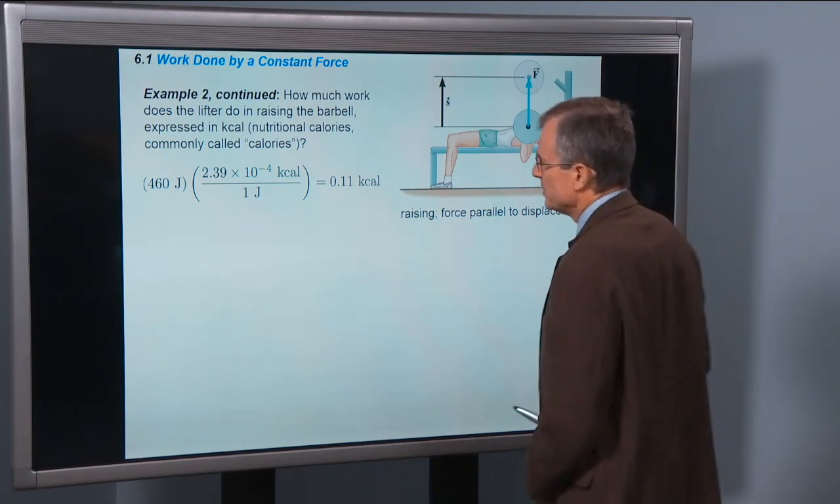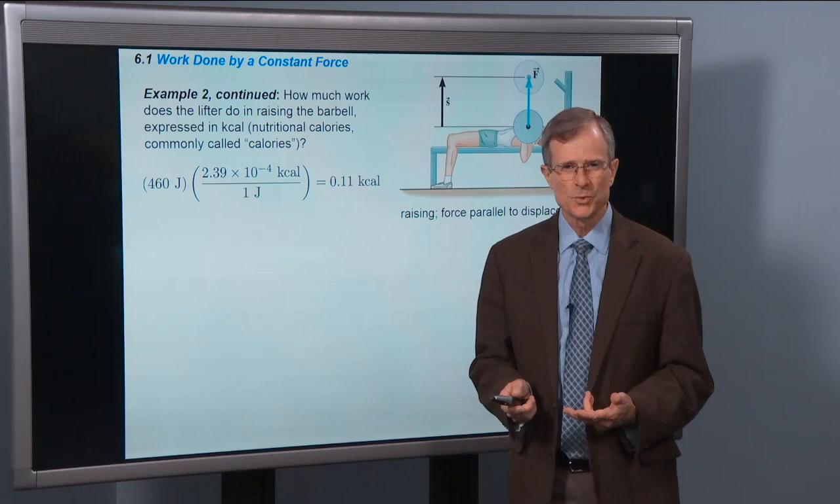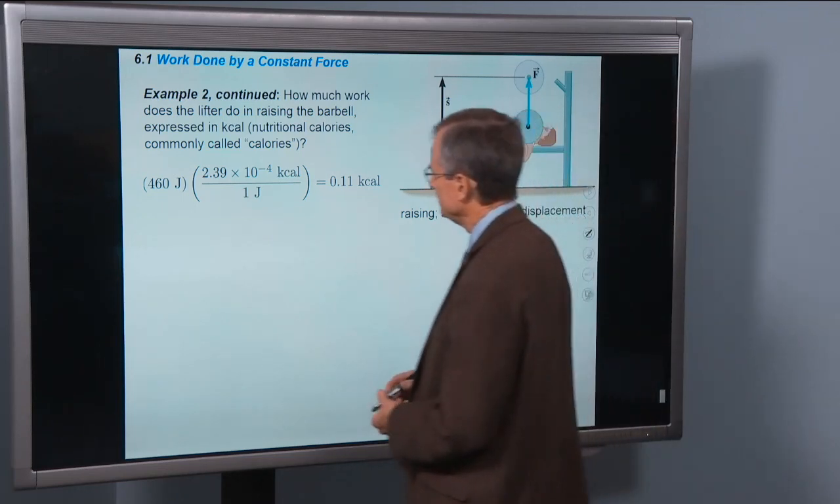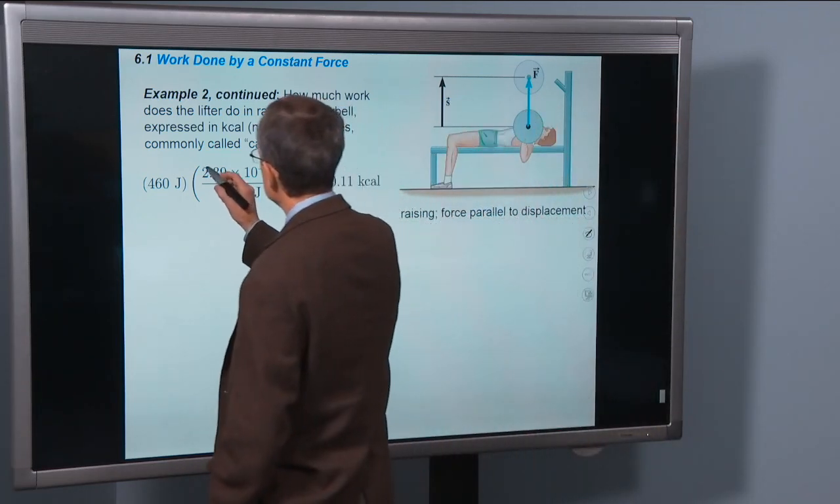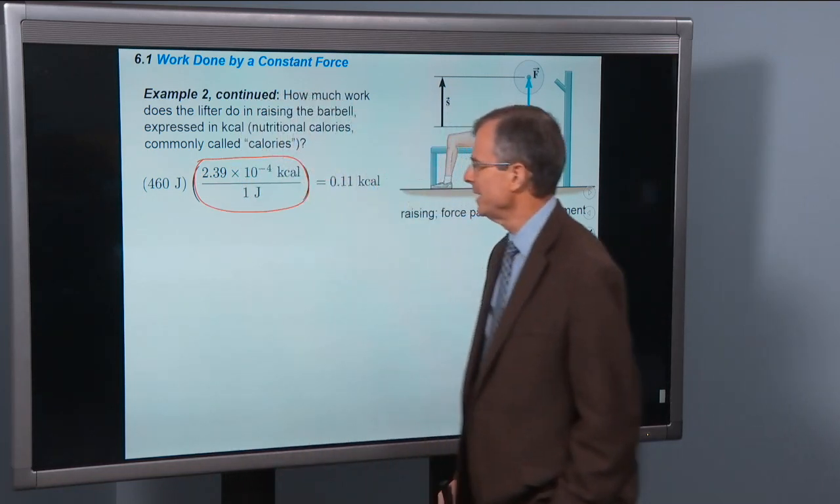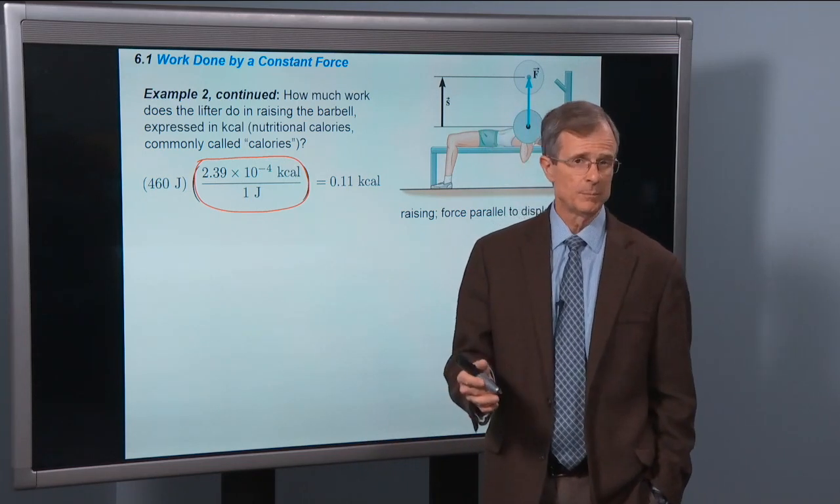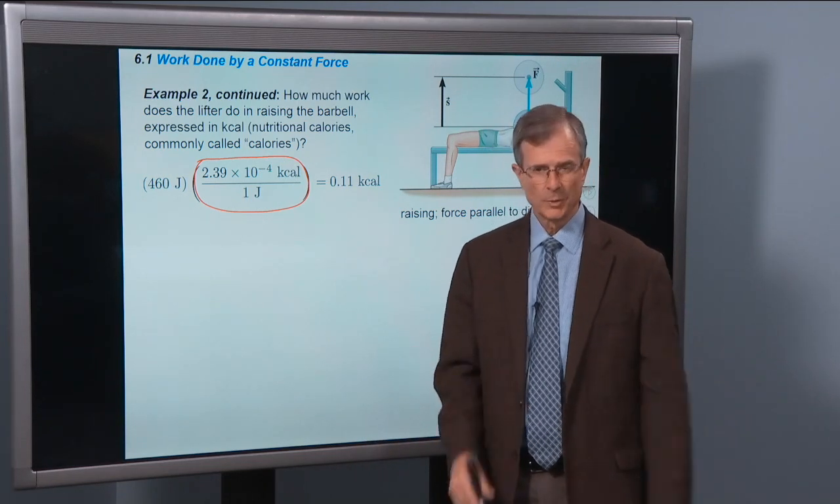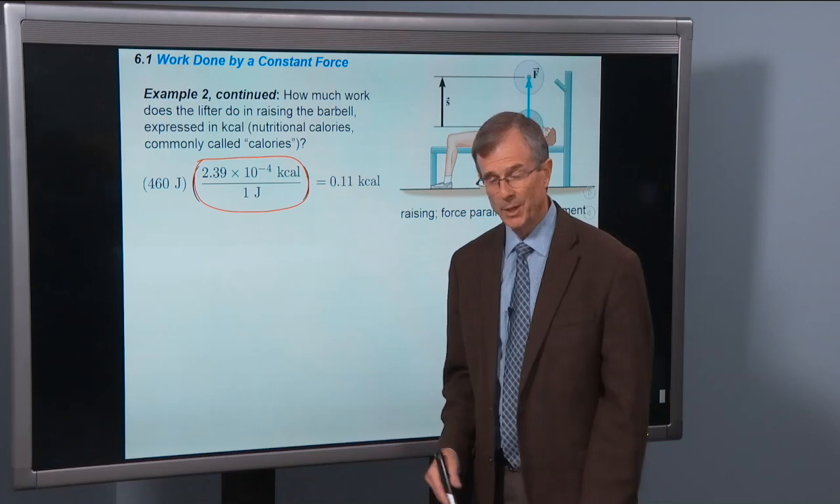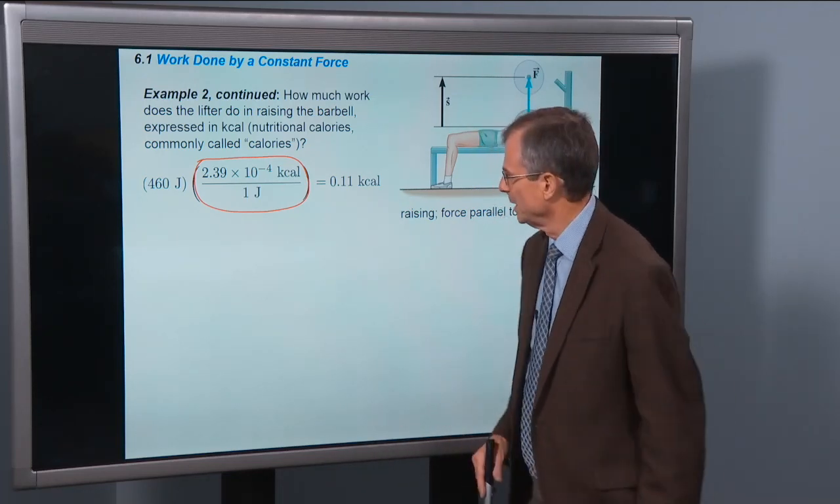Some of the problems involve calories. And calories are actually related to joules. And here's the conversion factor. There are 2.39 times 10 to the minus 4. You don't have to memorize it. If you need it for a problem, just look it up in the book or find it online or wherever. If you need it on a test, I'll provide it for you.